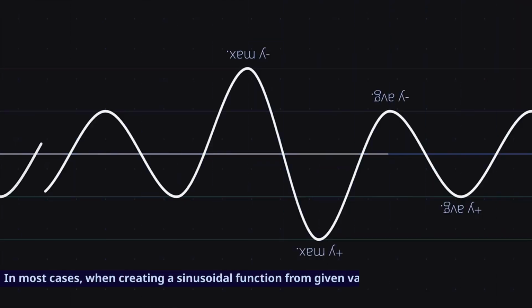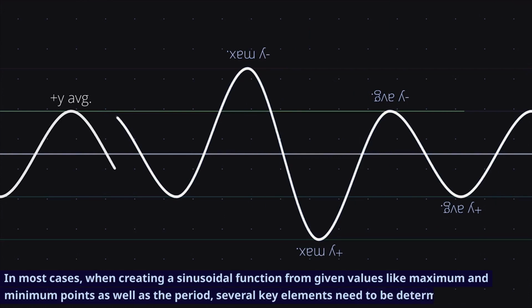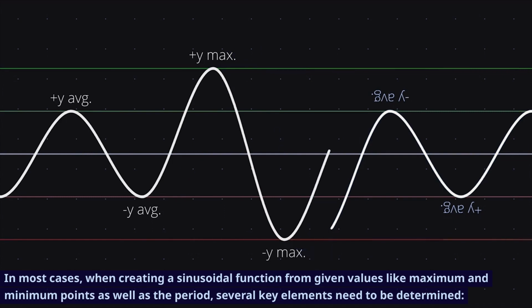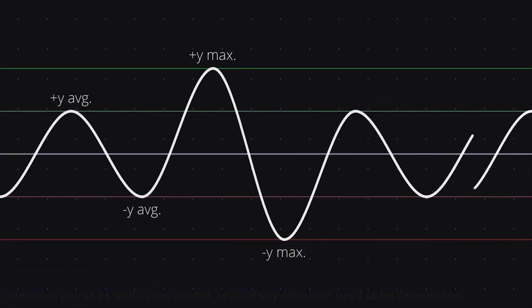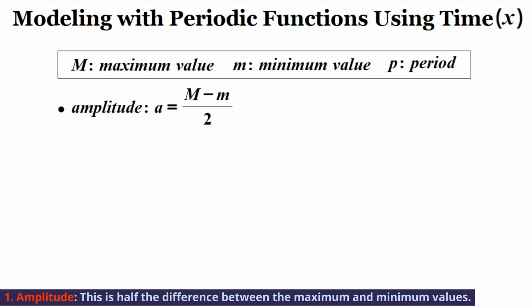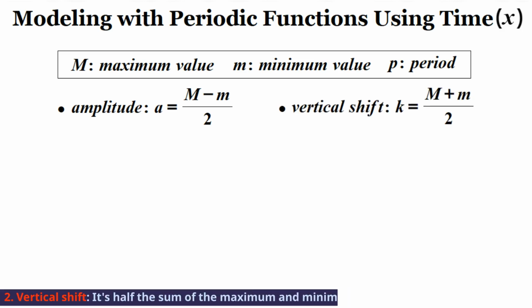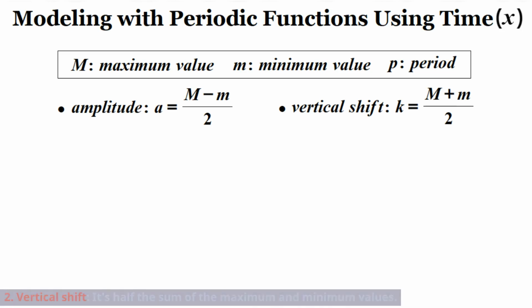In most cases, when creating a sinusoidal function from given values like maximum and minimum points as well as the period, several key elements need to be determined. 1. Amplitude. This is half the difference between the maximum and minimum values. 2. Vertical shift. It's half the sum of the maximum and minimum values.